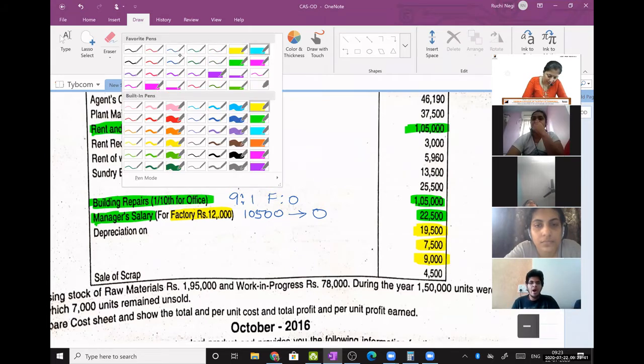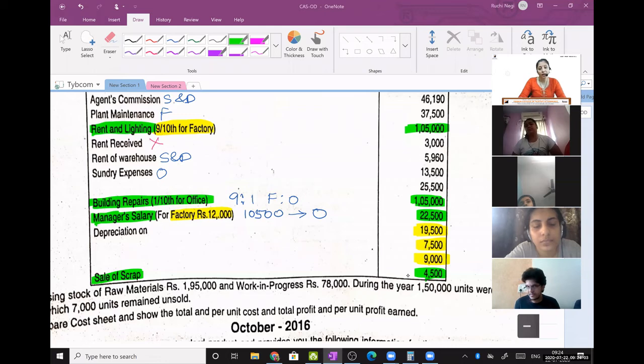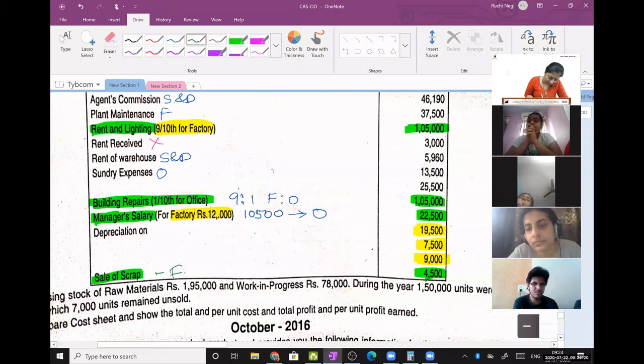Okay, sale of scrap. What to do with this sale of scrap? How to treat this? How to treat sale of scrap? Okay, good. Less from factory. Yeah. Unless and until they have mentioned it is sale of raw material scrap, don't take it in. If the question is silent, that it is sale of scrap, we always assume the first option, sale of factory related scrap. So it will be less from factory overheads. Right? Less from factory overheads.